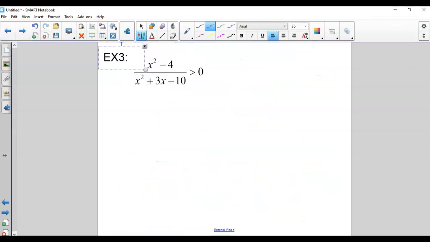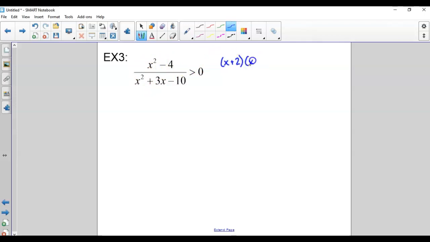Let's try a few more problems. So here we have a problem, (x squared minus 4) over (x squared plus 3x minus 10) is greater than 0, and this one is not factored for us. So it is going to be easier to do this problem if we go ahead and factor it. So x squared minus 4 will factor into (x plus 2)(x minus 2). And then x squared plus 3x minus 10 is going to be (x plus 5)(x minus 2), I believe is how it's going to factor.